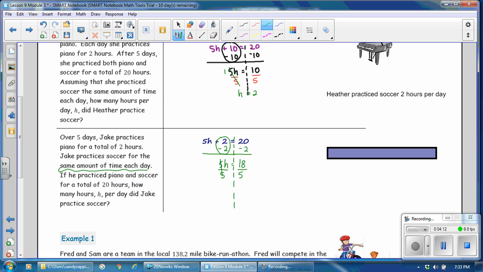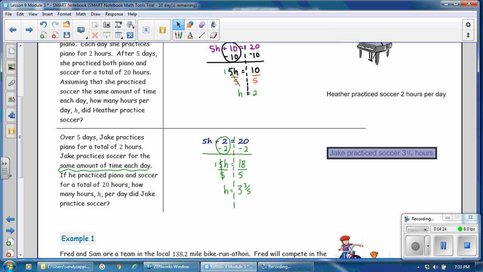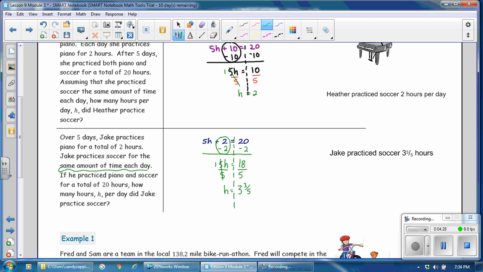A number divided by itself is 1. 1 times h is h. 18 divided by 5 is 3 and 3/5. So Jake practiced 3 3/5 hours every day. We can write that answer in a couple of different forms. We could also convert it to a decimal, and that would be 3/5 is equivalent to 6/10. So we could say that it's 3.6 hours as well.